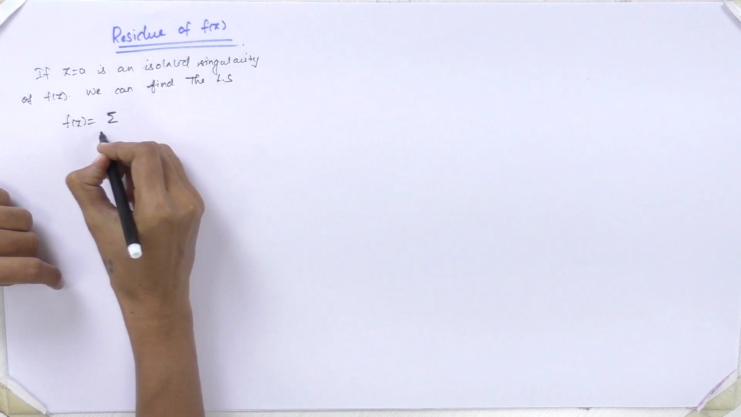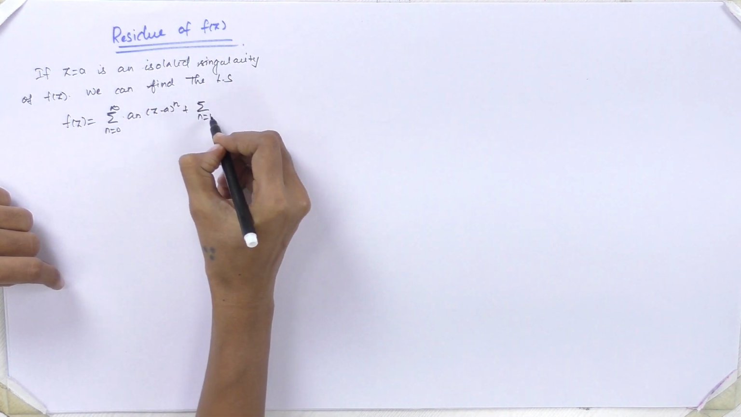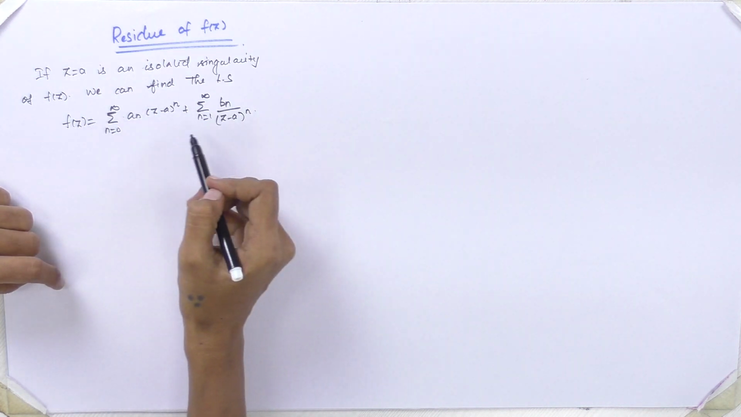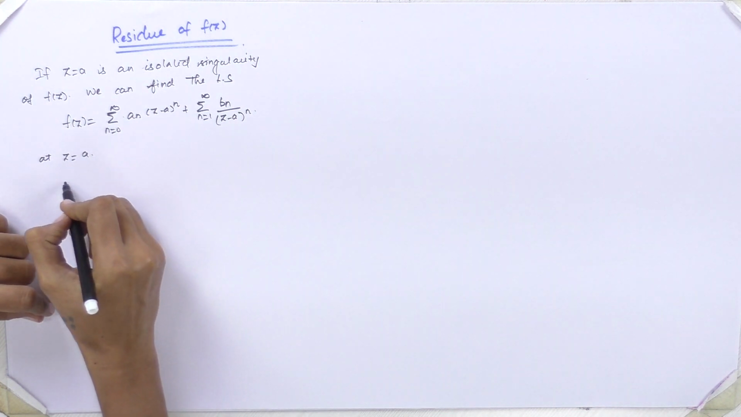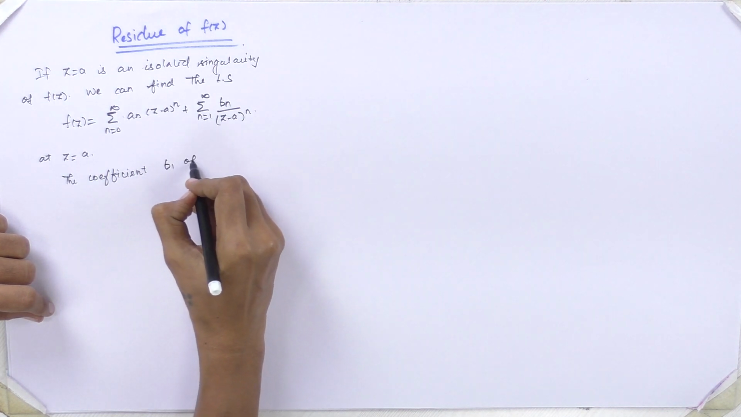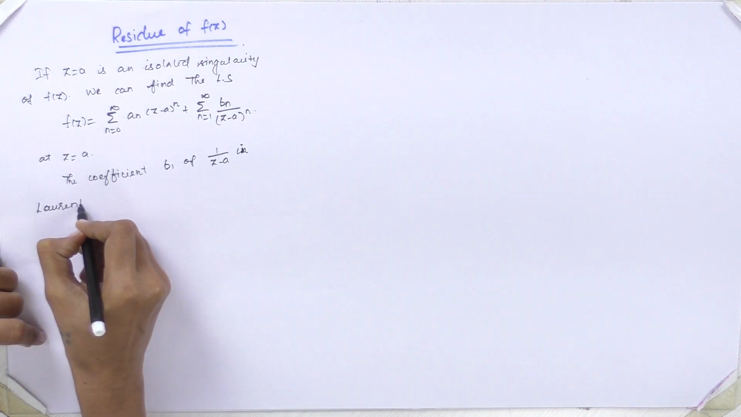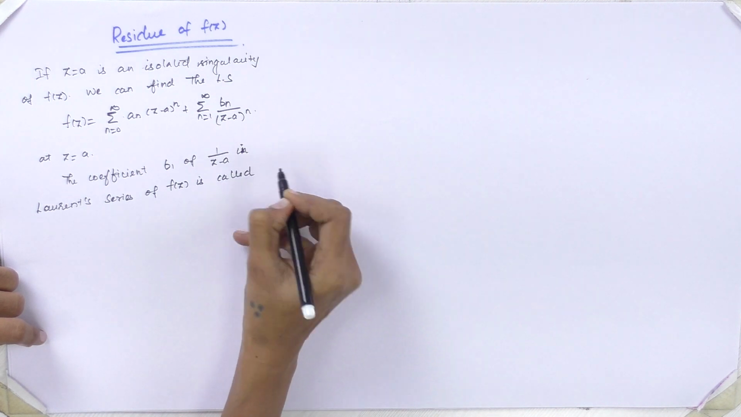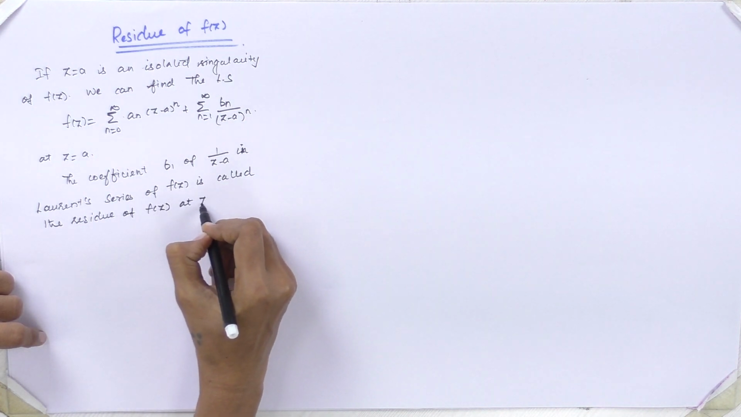That is, f of z is equal to summation over n equal to 0 to infinity a n into z minus a raised to the power n, plus summation over n equal to 1 to infinity b n divided by z minus a raised to the power n. So we can find a solution for this Laurent series at the point z equal to a. The coefficient b1 of 1 upon z minus a in the Laurent series of the function f of z is called the residue of f of z at the point z equal to a.